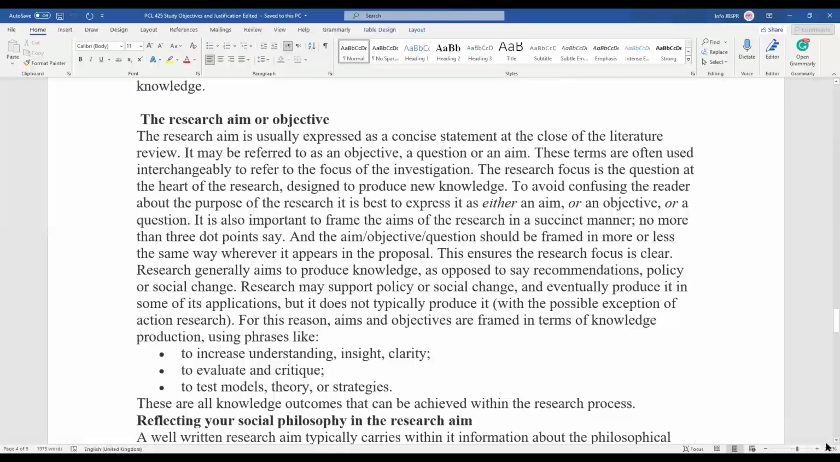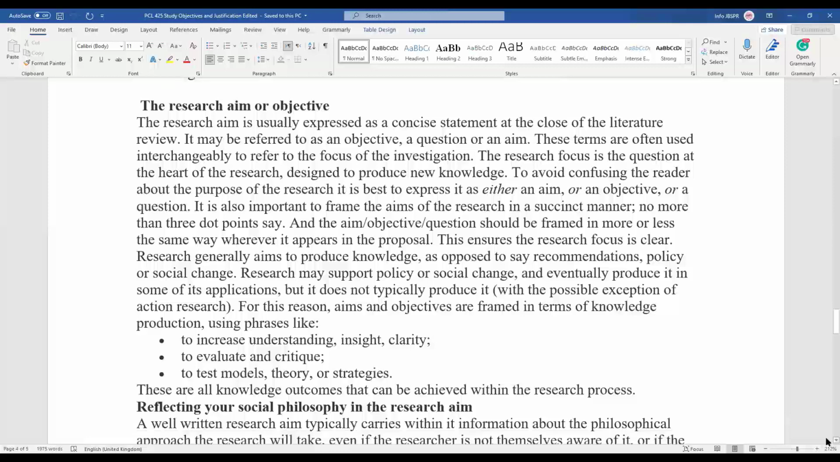But in some write-ups, it may be referred to as objective. When I told you, some people can call it general objective, then you now have specific objective. But most times you have aim and objective, where the aim is the overall or general objective, and then you now have the specific objective, which is like steps that will lead to the aim.